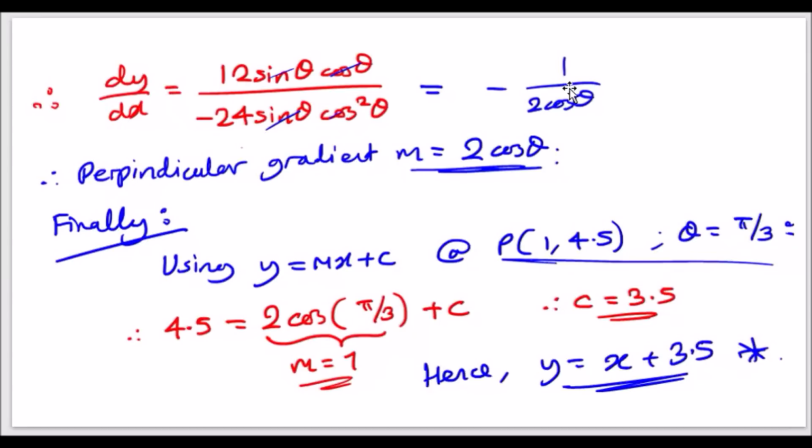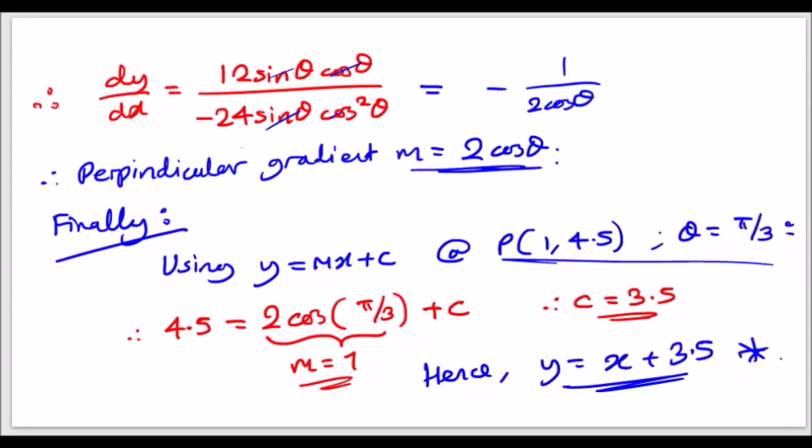Now all you do here is just cancel down as you go. You have sine theta up and down, cancel them out. You have cos theta here and cos theta, so cancel, and you're left with one cos theta term. Then 12 and 24 becomes 1 over 2. So literally it reduces to something simple.